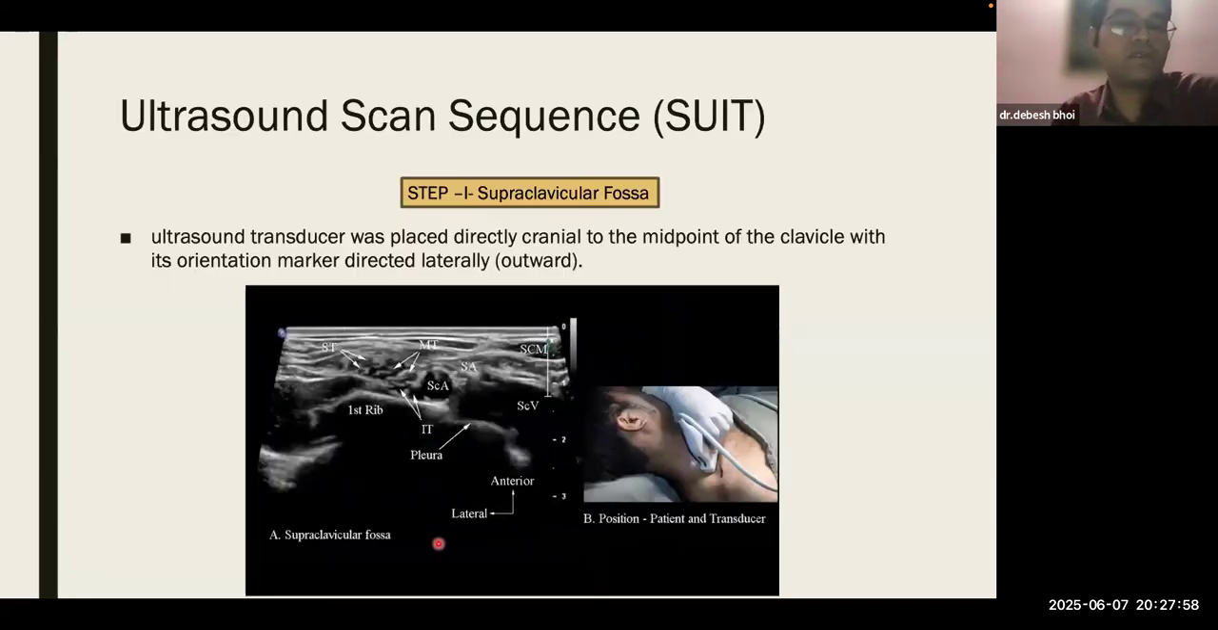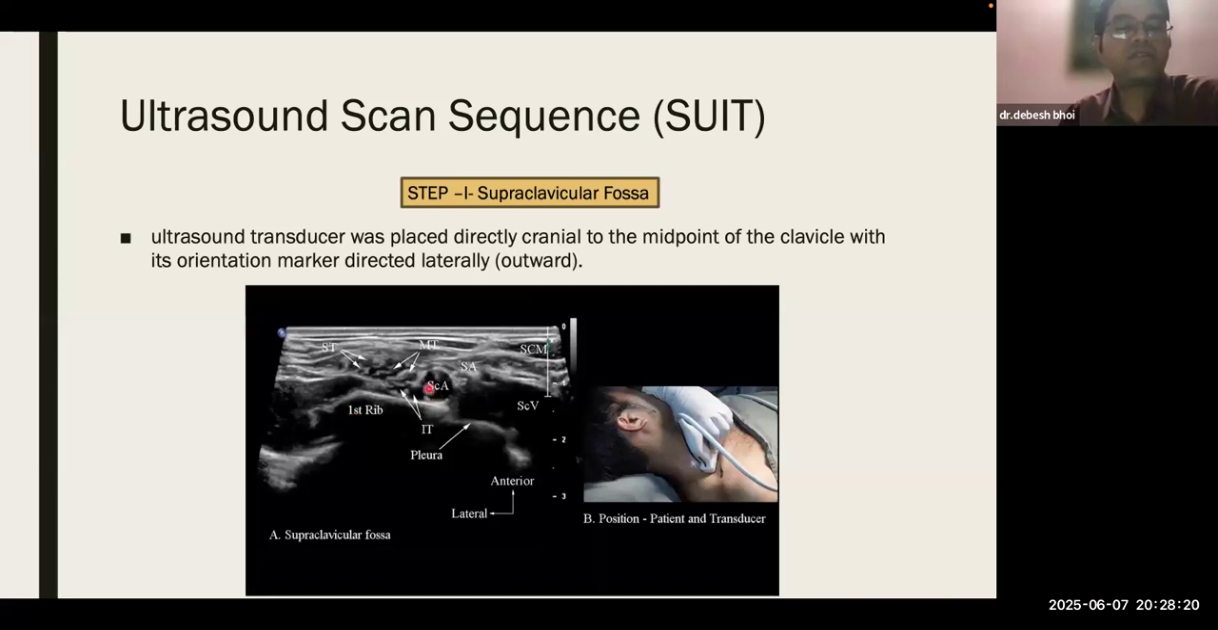brachial plexus element identification. To start with the scanning, step one is the supraclavicular fossa. The probe is placed just above the clavicle. This is a high frequency linear probe. The marker is on the lateral side. Here you can identify first the acoustic shadow from the first rib. There is a pulsating artery, that is the subclavian artery.